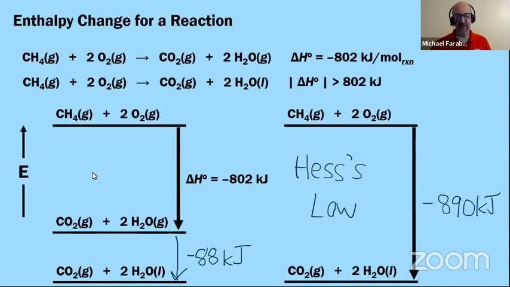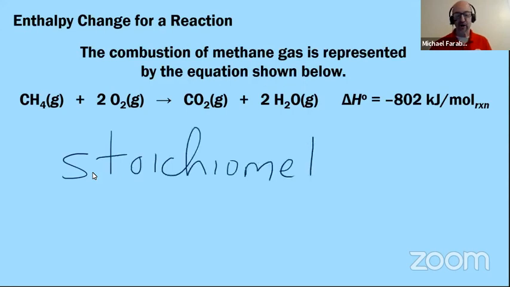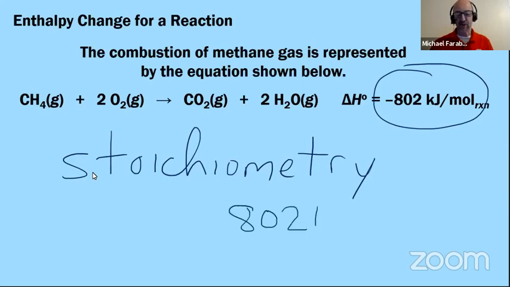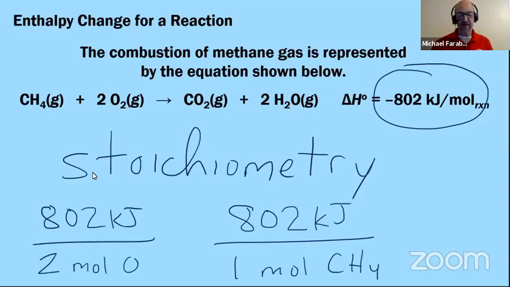Something else I'd like to mention with respect to a thermochemical equation where you have coefficients and a delta H is that we can essentially do stoichiometry. In our stoichiometry calculations, we can use the delta H as a magnitude of heat. There are 802 kilojoules of energy released for every, for example, 1 mole of CH4. Or you could say that there are 802 kilojoules of heat released for every 2 moles of oxygen consumed.